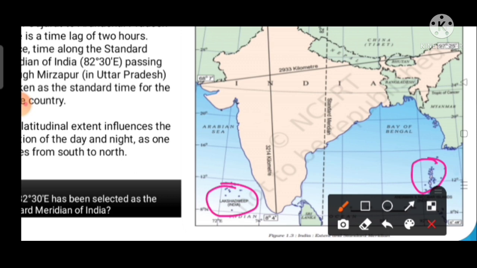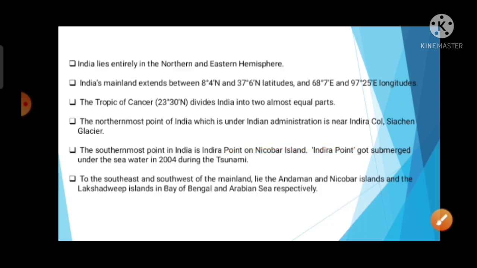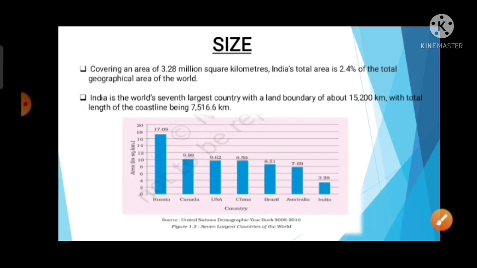So Andaman and Nicobar Islands are group of islands which are located in the Bay of Bengal to the southeast of India. Again, Lakshadweep Islands are group of islands which are located in the Arabian Sea to the southwest of the country. Hope it is clear to you right now. Next point. So this point is clear. This is all about our location. Next is size of our country.